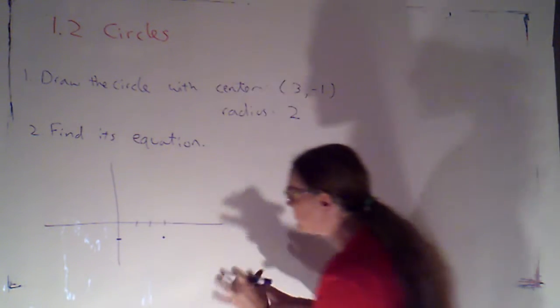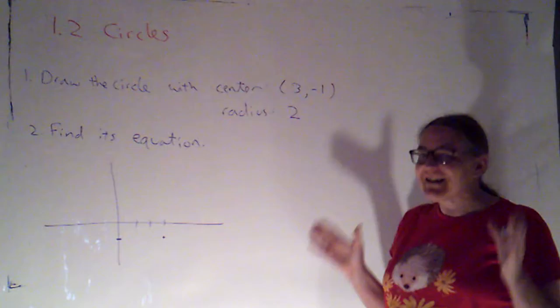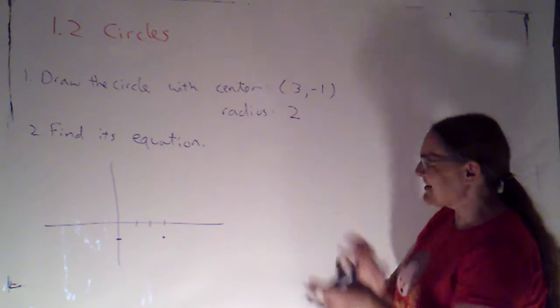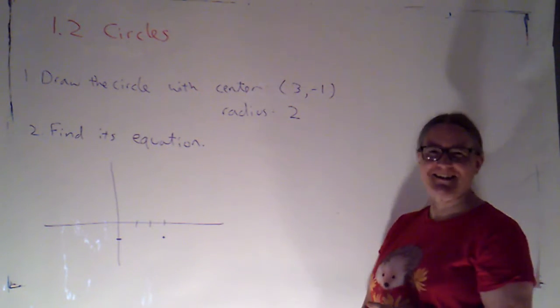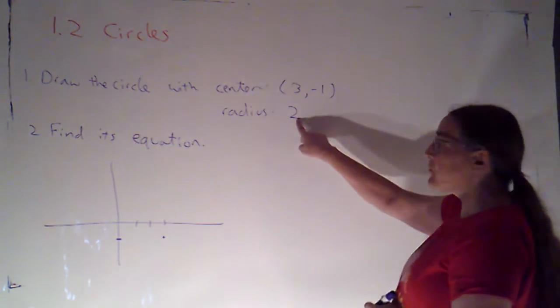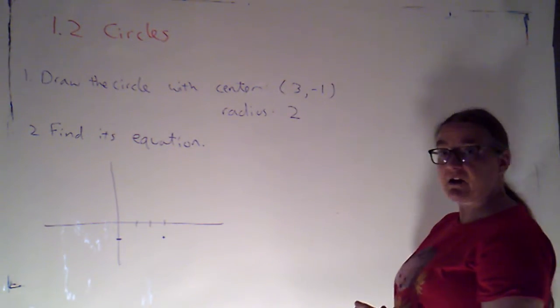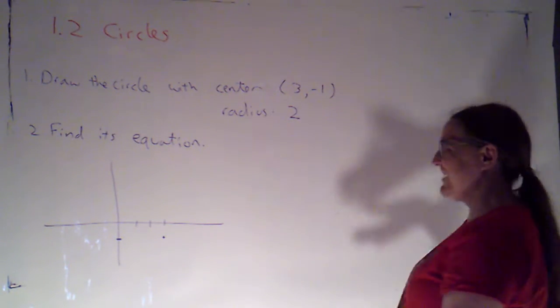Now I'm going to initially just plot a point there. I'm going to erase it at the end because the center is not a point on my circle. But I kind of find it helpful to have that as a reference point as I'm trying to sketch things. Now I want the radius to be 2. So I know I want the set of all points that are a distance of 2 from this point. So I'm going to get something round, okay?